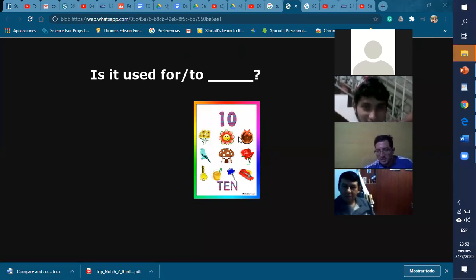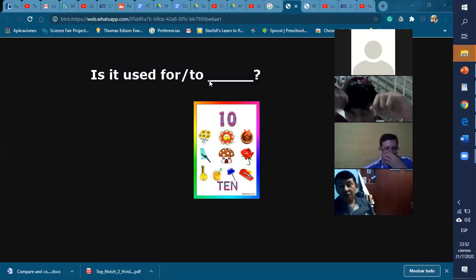Okay, again, let me think of another object. Is it used for open? No, if you use for, you have to use gerund. Is it used for opening? To open? Ah, to open. Okay. No, I wouldn't use it to open things. Is it used for writing? No, it's not. Follow the structure, guys. Is it used for? For writing? No, it's not.